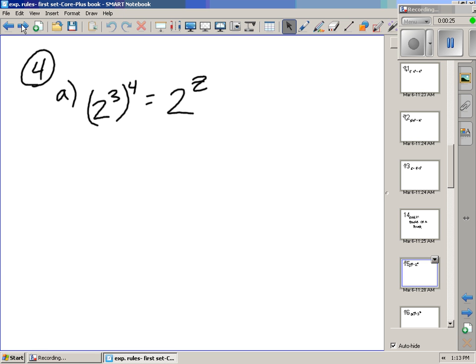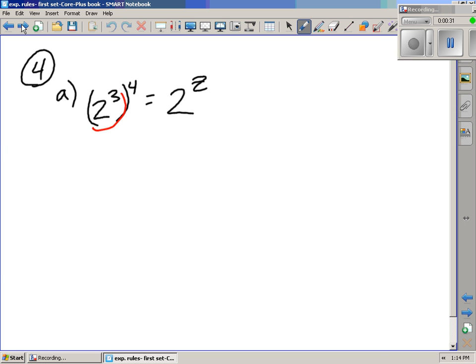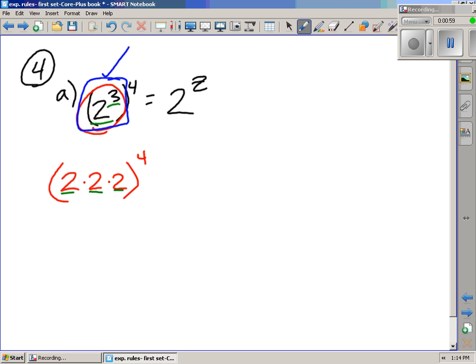So in A, we have 2 to the third power to the fourth power, and we're going to focus on this portion first. 2 to the third power can be written as 2 times 2 times 2, and then this piece is to the fourth power. So at first, the base is 2, the power is 3, and that's our focus. The 3 tells us to write the base of 2 3 times. Then we move out a level, and we see that this is now the base, 2 to the third, and the 4 is the power or the exponent.